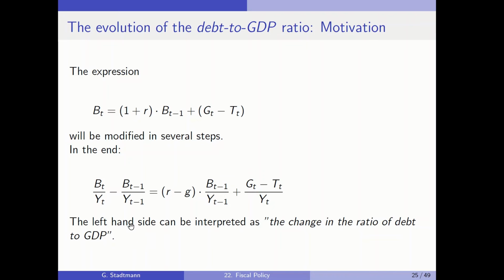and on the left hand side of this equation we have a term which can be interpreted as the change in the ratio of debt to GDP. So here we have bonds over GDP in period t, and then we subtract bonds over GDP in t minus 1. So we have the change in the debt to GDP ratio. How do we get from this equation to that equation? It will need several modifications.